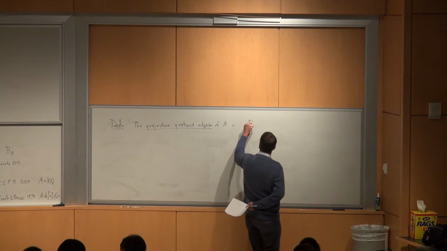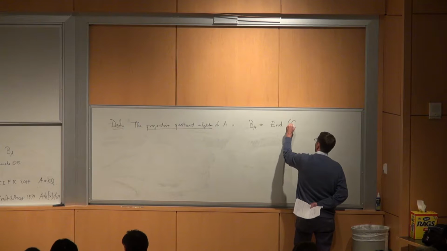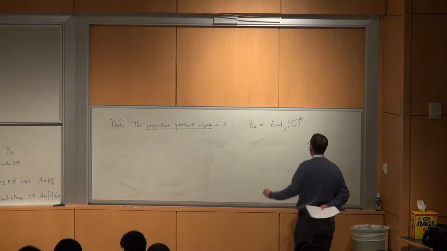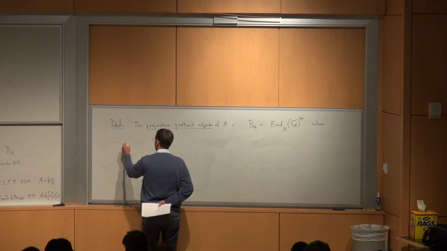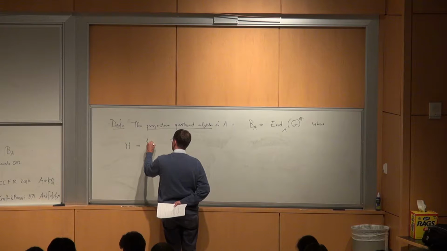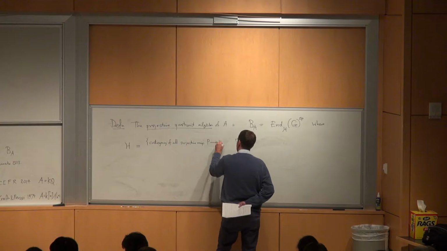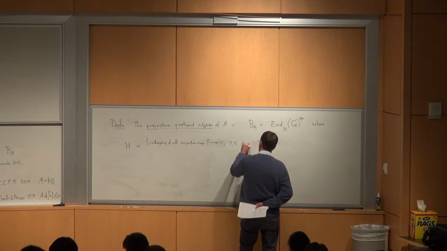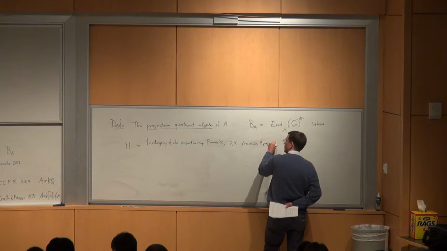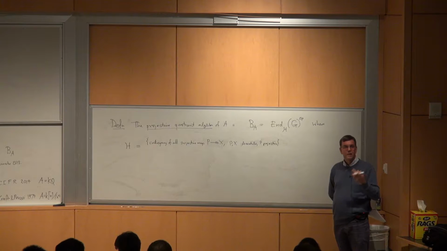B sub A, and it's the endomorphism ring of a certain object in a certain category, and we take the opposite again, where H is the category of all surjective maps P onto X, where P and X are A modules. This is P projective. And there's a natural such category where the morphisms are given by commutative squares.